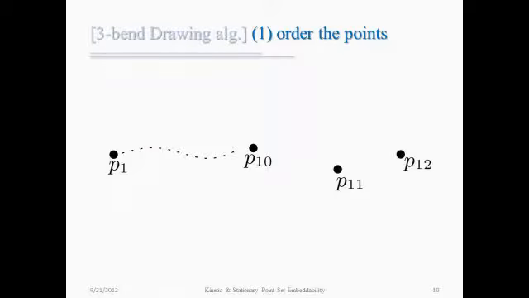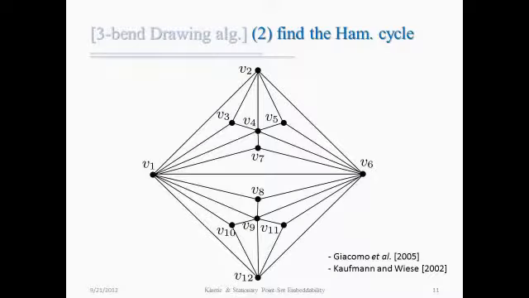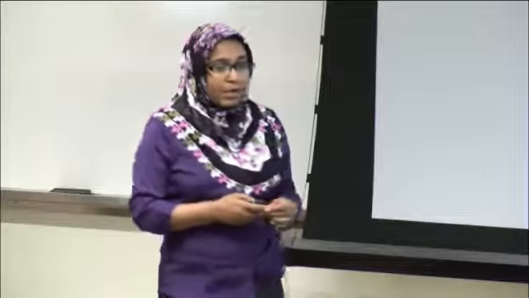So first, we talk about the three-band drawing algorithm. This algorithm is on a stationary point set now, but later we'll show how you can convert this algorithm to one that keeps the embedding valid over time when the points move. First, you have to order the points according to their x coordinates, so P1, P2 up to P12. Then take the graph and find a Hamiltonian cycle where at least one edge has to be an outer edge.